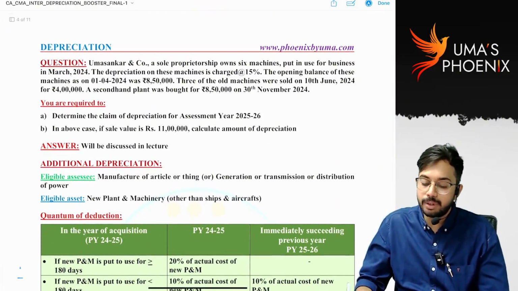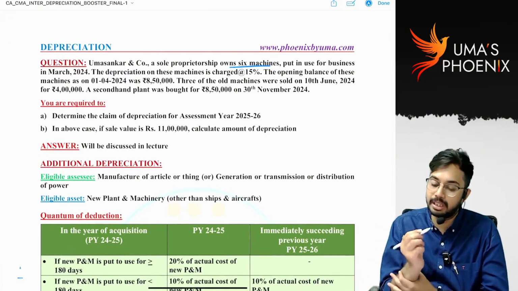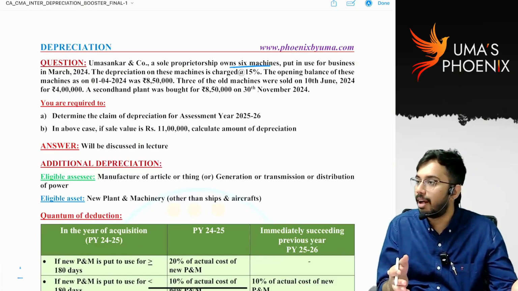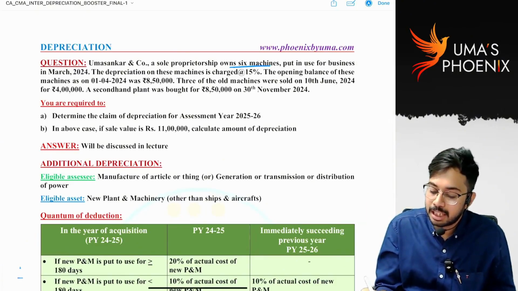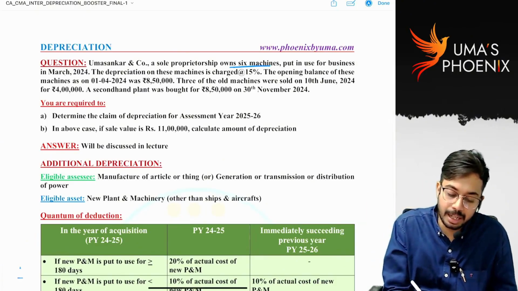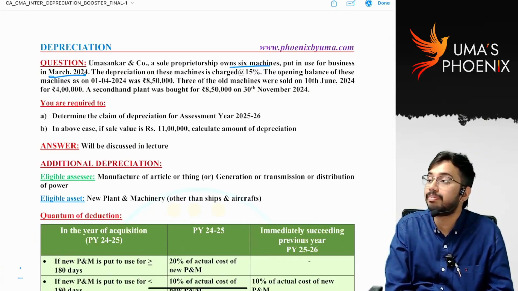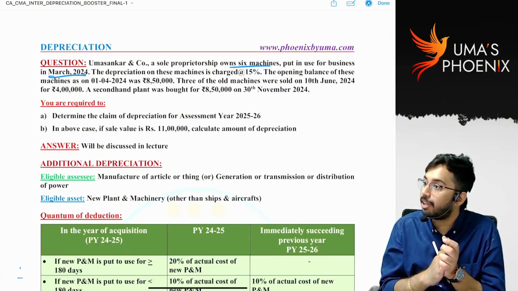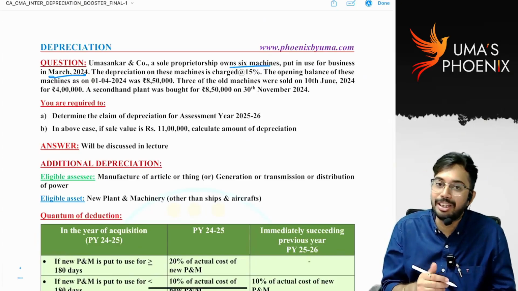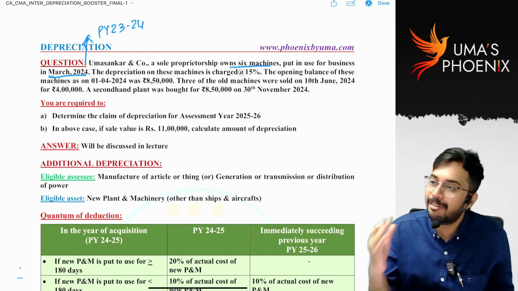Umasankar and Co., a sole proprietorship, owns 6 machines. How many machines it owns? 6 machines. Don't ask what they are, iPad, camera, laptop, all these are 6 machines. So these 6 machines are put in use for business in March 2024. March 2024 means which previous year? 24-25. 25-26. 23-24. March 24 means previous year 23-24. Super, you are fantastic.